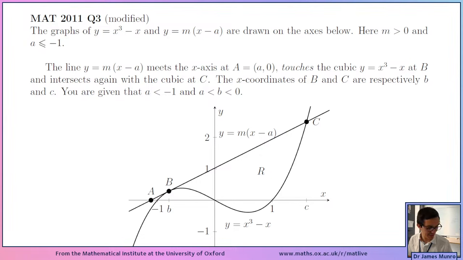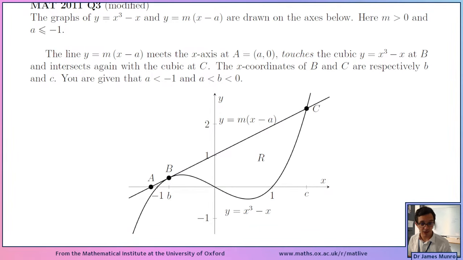This question is about a cubic and a line. I'll show you this on screen briefly, and then I think we should get stuck into the algebra. We've got 20 minutes of live stream to try and do this math question. That's quite fast. The cubic is x cubed minus x, and there's a line. It meets the x-axis at a, 0, which I can already see, because when I plug in a into that line, it goes through 0. And it touches the cubic at b, intersects again at c. There are x coordinates of b and c.